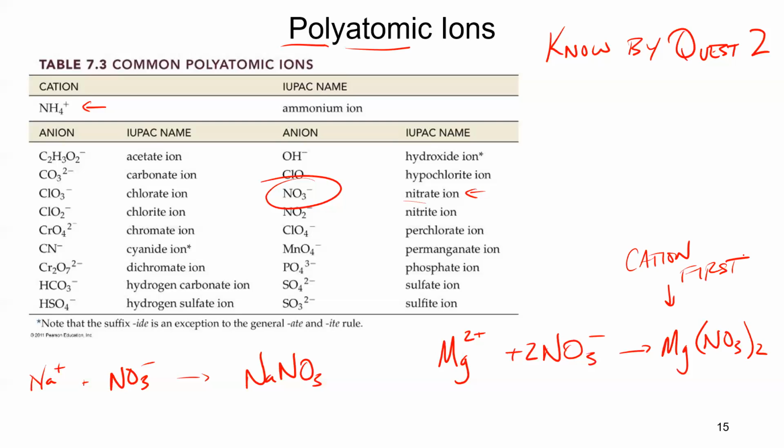Always going to put the cation first, and then the note that I'll make down here: indicate multiple polyatomics with parentheses. Okay, so always put the cation first, and if we need more than one polyatomic ion, always indicate that in parentheses with the subscript. Okay. All right.